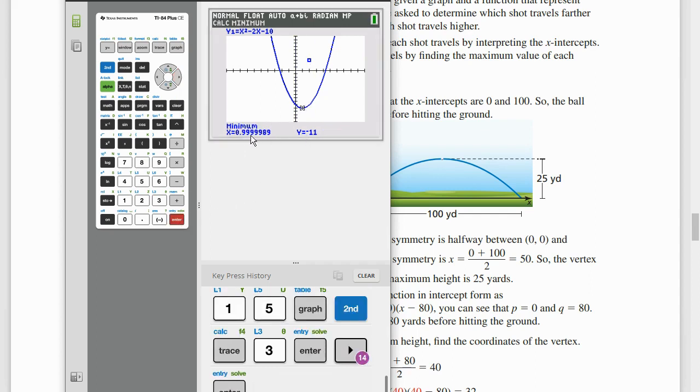So this would be read as just 1 comma -11. So the vertex occurs at 1, -11. The axis of symmetry is x equals 1, and so on and so forth. So a lot of this can be done in the calculator if you need to, but you want to try to do it by hand first if possible.